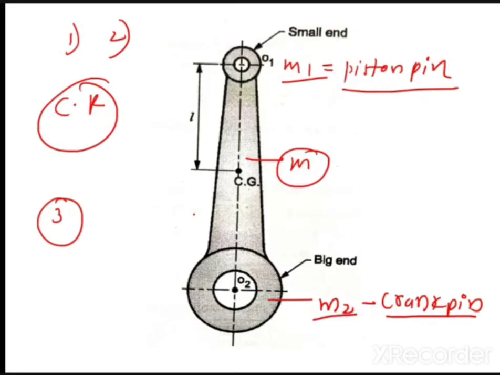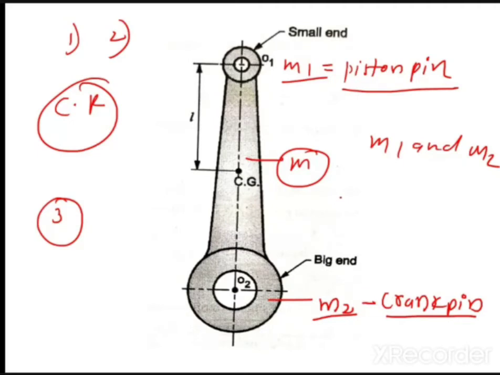What I am trying to say is that the third condition is not satisfied. Third condition is not satisfied means what will happen exactly in this case? See, M is the mass of this rigid body. M1 is the mass placed at the piston pin. M2 is the mass at the crank pin. I am selecting M1 and M2 arbitrarily. Because of that, my third condition is not satisfied.